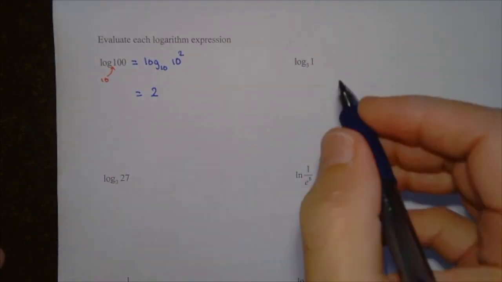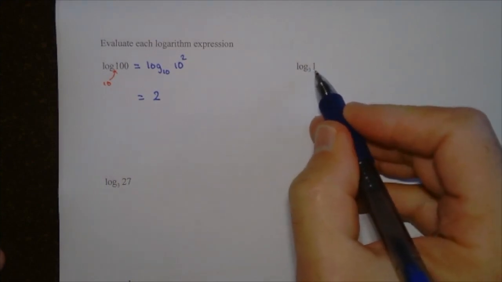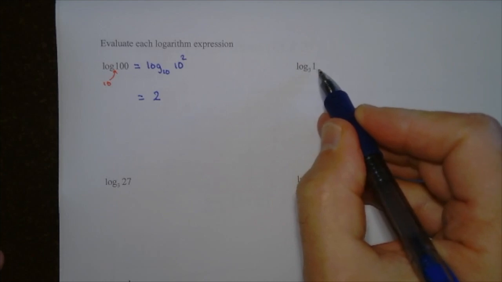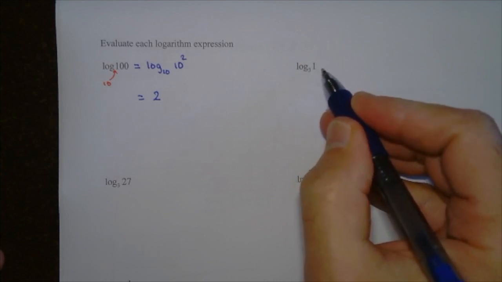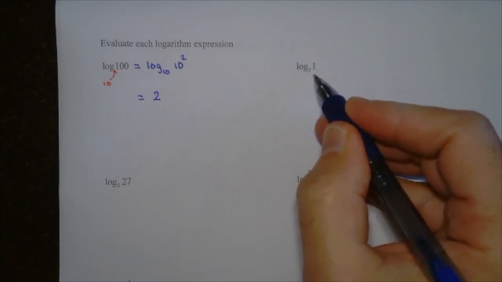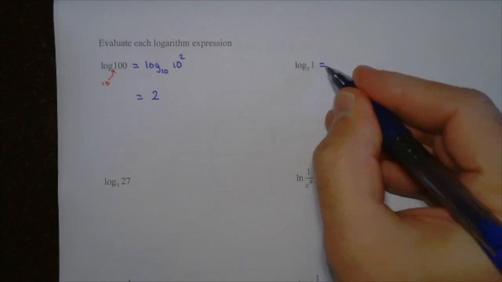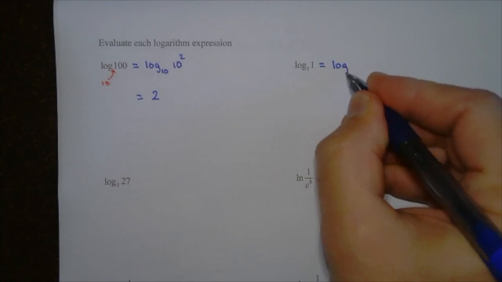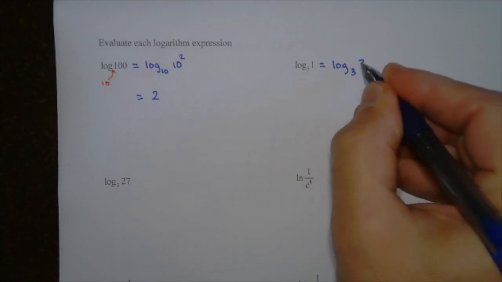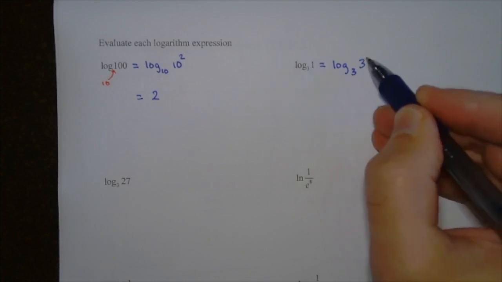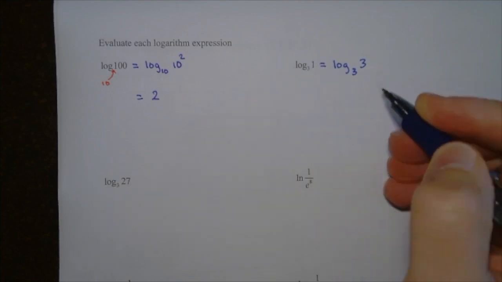So how do we do something like this? Log base 3 of 1. The base is 3, so we're going to want to rewrite this. Well, how do you rewrite 3 to a power and it be the same as 1? So this is how we're going to do it. We take log base 3 of 3, and what power does this need to be to still be 1?